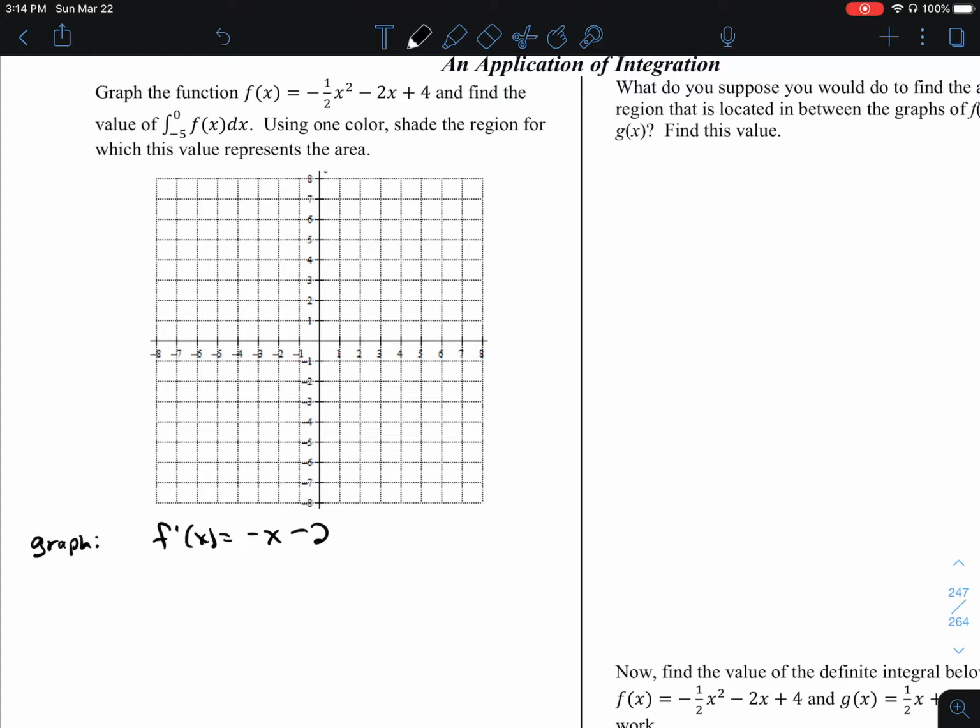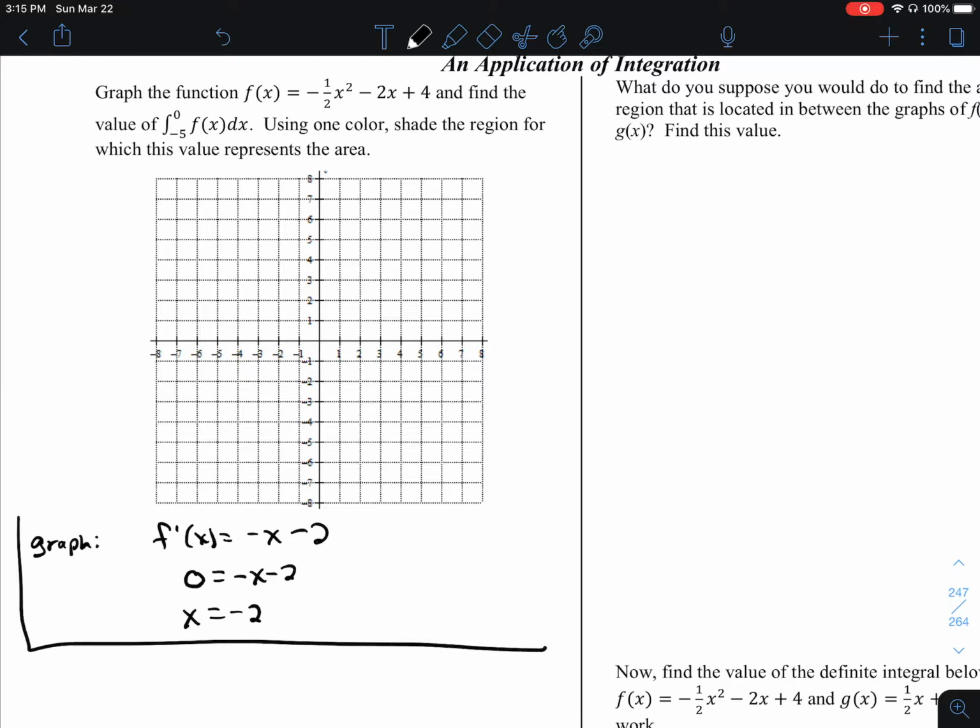The derivative represents the slopes of all the tangent lines, and we want a tangent line that is horizontal. It'll be horizontal at the maximum. For the tangent line to be horizontal, the slope has to be 0. So we set f prime equal to 0 and solve for x. We get x is -2. So we know the vertex is someplace at -2. Don't know how high or how low.